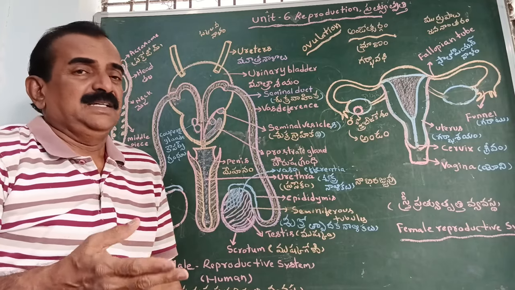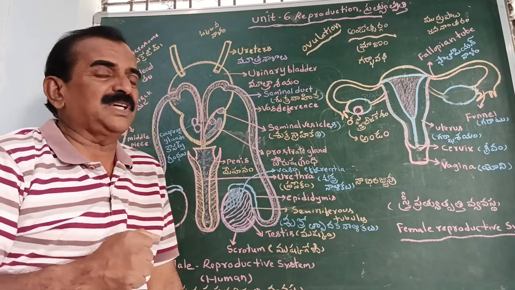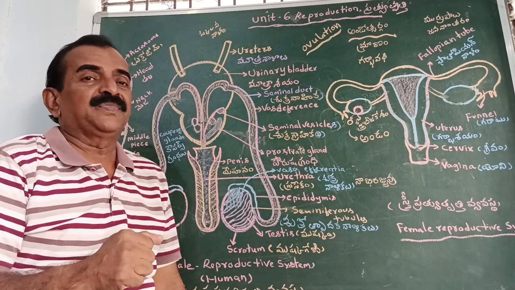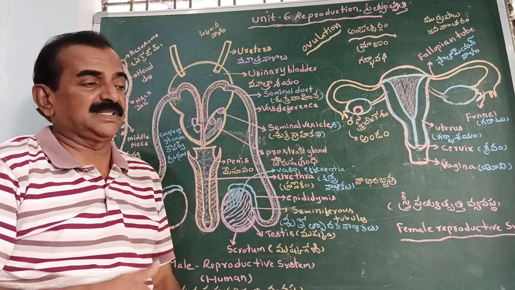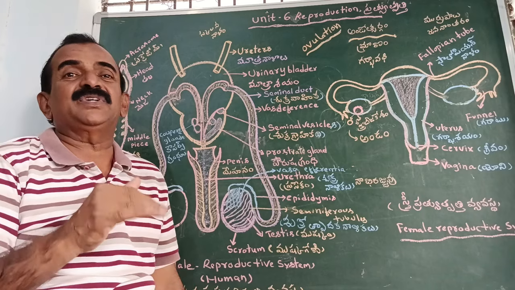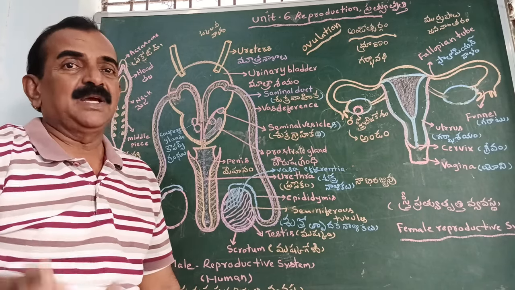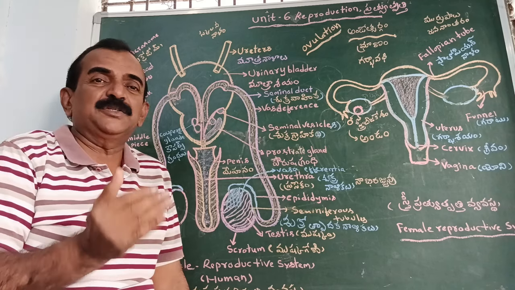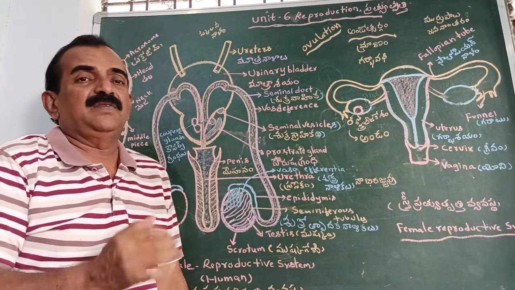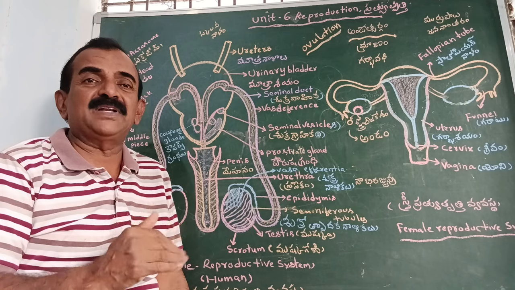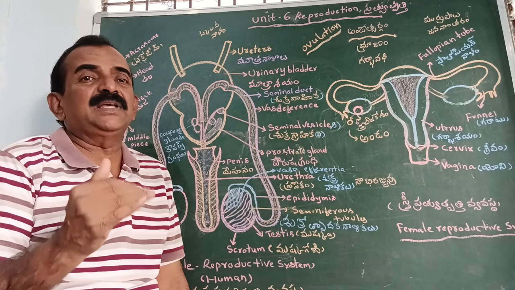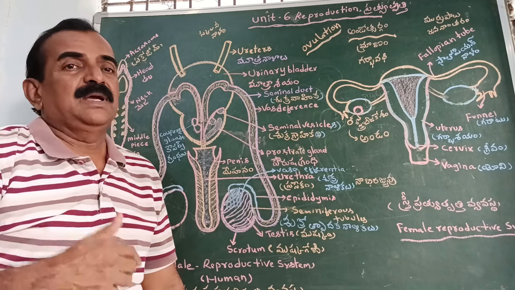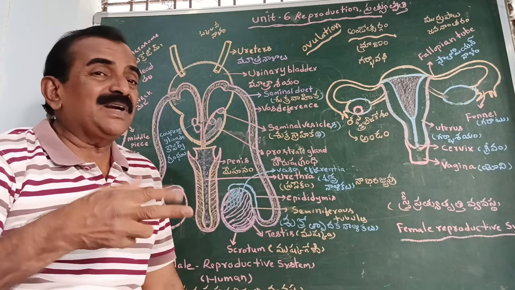Here, fertilization in sexual reproduction is also of two types: internal fertilization and external fertilization. Internal fertilization we observe in higher animals like mammals, reptiles and birds. Here males release sperms in the body of the female, and the union of male and female gametes takes place in the body of the female, and finally the female gives birth to a young one. But what is external fertilization?